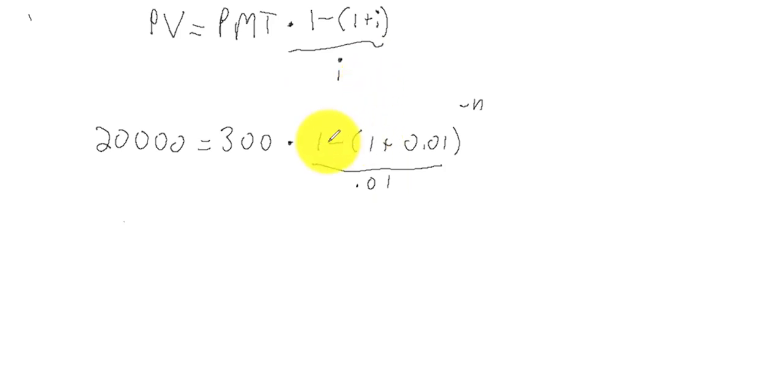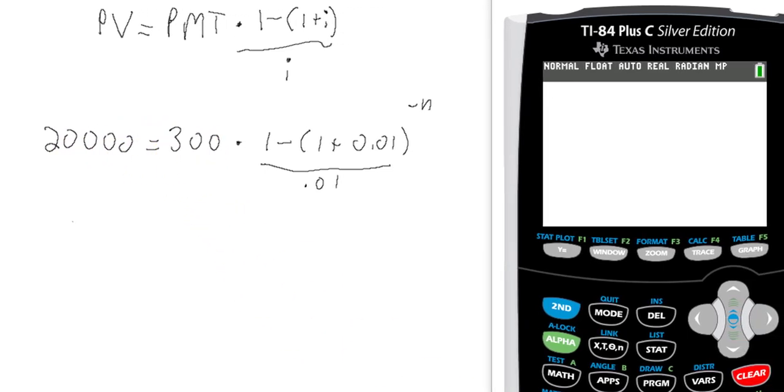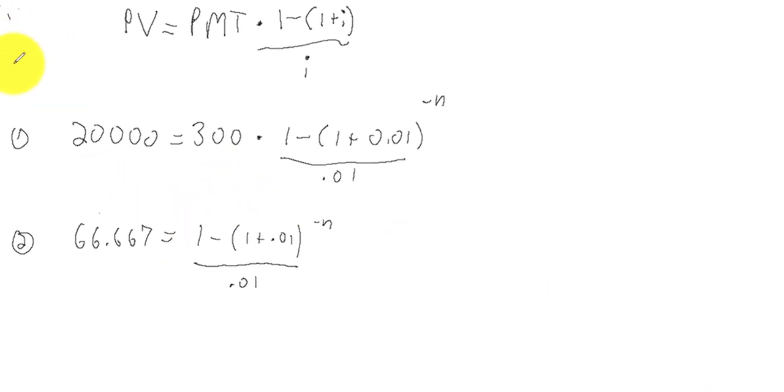So what can we do to solve this? Well, there are a few things we can do. I'm going to pull out my calculator. So the first thing I could do, I could divide 20,000 by 300. Right, so here's my 20,000 divided by 300. I get an answer. So now I'm going to have 66.667. All right, so we're left with something that looks like this.